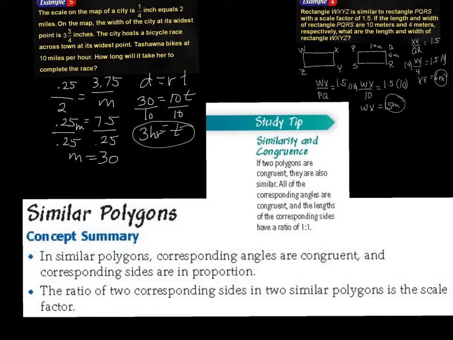We've already talked about congruent polygons. If two polygons are congruent, they're also similar. All the corresponding angles are congruent, and the lengths of corresponding sides have a ratio of 1 to 1. So summing it all up, in similar polygons, the corresponding angles are congruent and corresponding sides are in proportion. The ratio of two corresponding sides in two similar polygons is the scale factor.